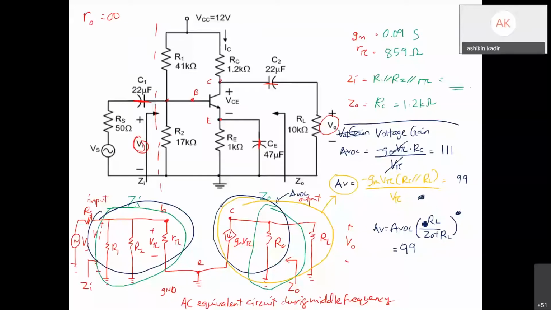And then we need to find the AVS. Okay, so AVS is equals to, you can use Ohm's law or you can directly use the equation.